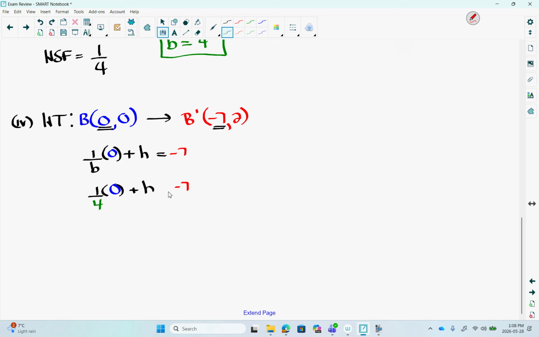All you're trying to do here is solve for h. What's a quarter of 0? What's 1/4 times 0? It's 0 plus h. Well, 0 plus h is h. What's my h value equal? -7. H is equal to -7. It's really unnecessary to show all this work. This is only helpful if you picked like point A and compared it to A prime.